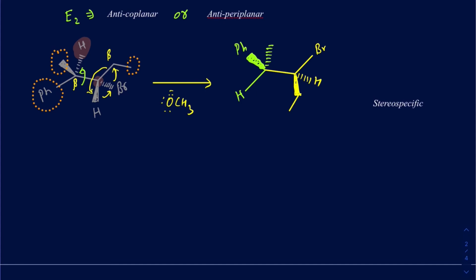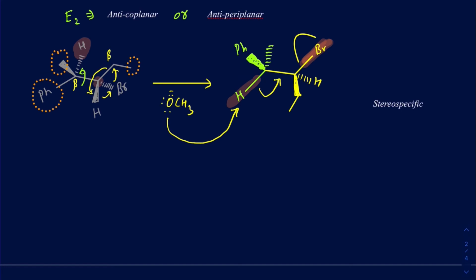So now this hydrogen right there and this bromine, those are anti-coplanar with one another, or you can say they're anti-periplanar with one another because they're opposite to one another. It's easier for this base now to grab this proton, and this is going to create the double bond, and that bromine is going to leave. So this is always going to be the case whenever you're doing these elimination reactions.